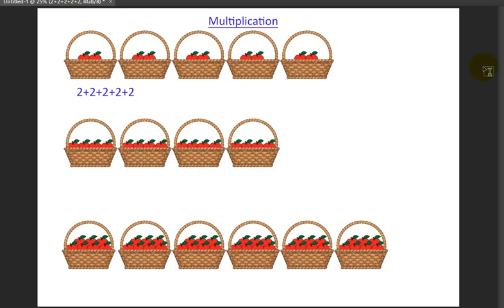And what if there were more baskets? What if there were many, many baskets? What if there were 100 baskets? Would I write 100 twos? Well, no. This is where multiplication comes in. Multiplication basically says, okay, well, I can take this whole thing and just write it in a much simpler way. Instead of writing it like this, I can say that I have 1, 2, 3, 4, 5 twos.